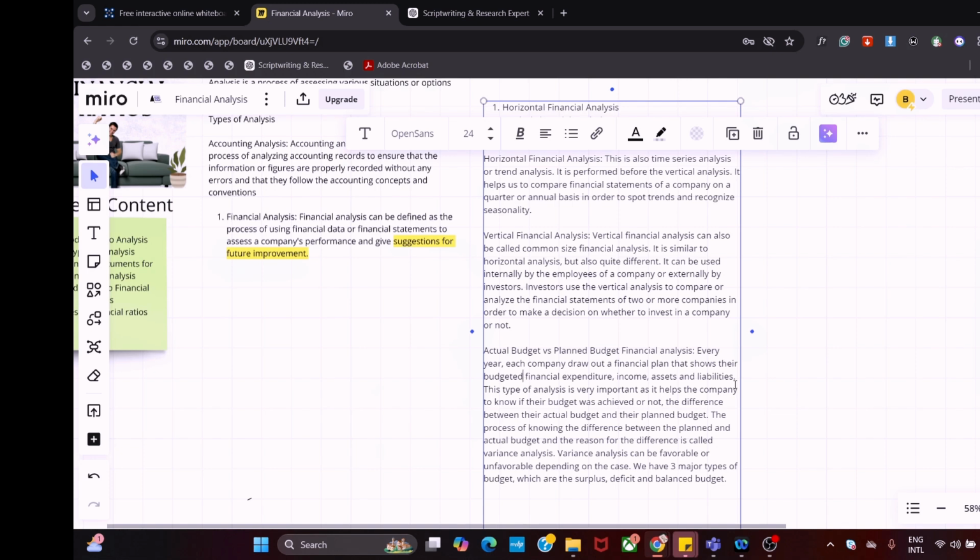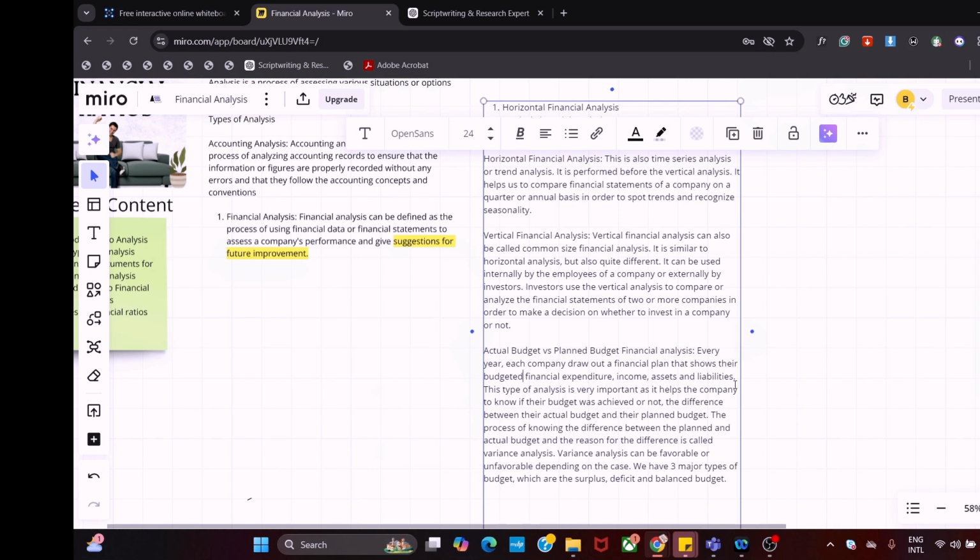This type of financial analysis is very, very important because it helps a company better manage their resources. For example, if a company budgeted an expenditure of $30,000 and ended up making an expenditure of $50,000, you can see that the actual expenditure was way above the budgeted expenditure. So this will help the company understand that they spent way above their budget, and they will have to perform a variance analysis to know the reason why they spent above their budget for that year.